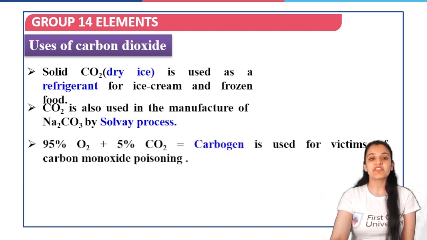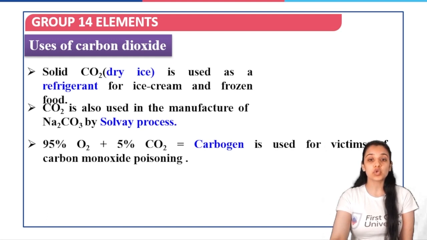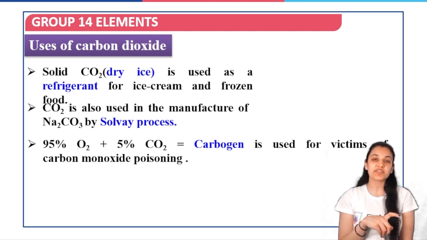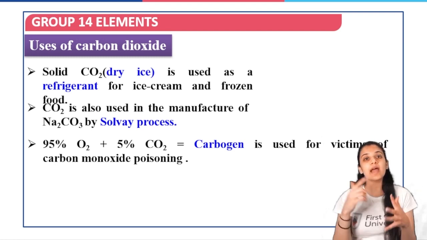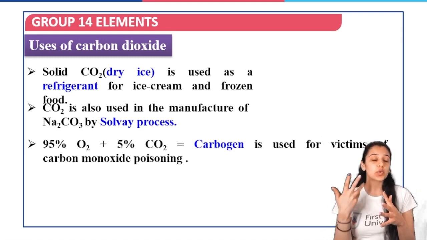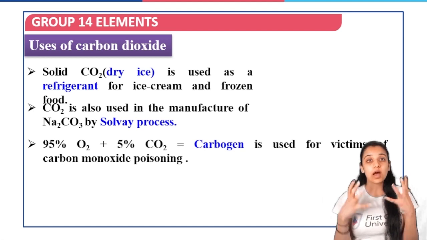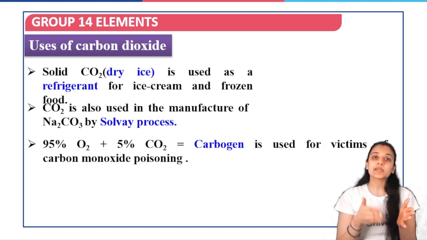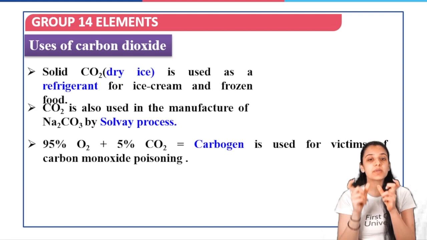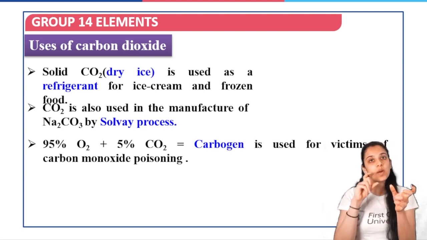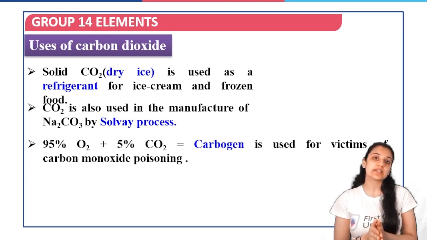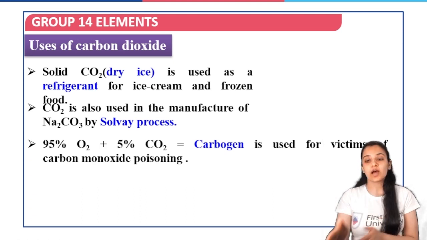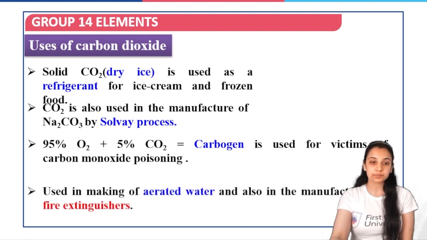95% O2 plus 5% CO2 is nothing but carbogen, which is used for victims of carbon monoxide poisoning. We have just seen in the previous section of this lecture that carbon monoxide can bind with hemoglobin, and carbon monoxide is going to be transported in the body, causing carbon monoxide poisoning. Although it ultimately leads to death, when we make a mixture of 95% O2 and 5% CO2, we get a material called carbogen, and this carbogen material can actually be used to treat carbon monoxide poisoning in victims.